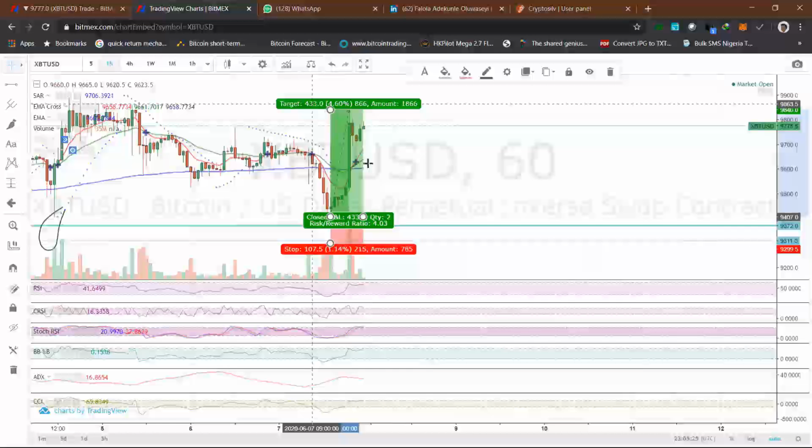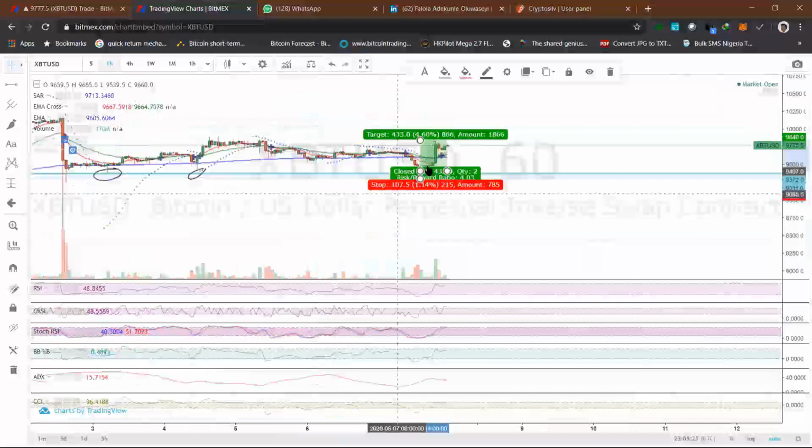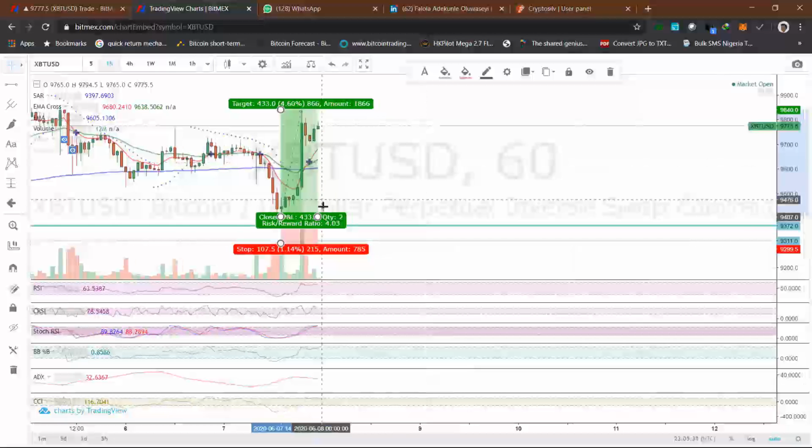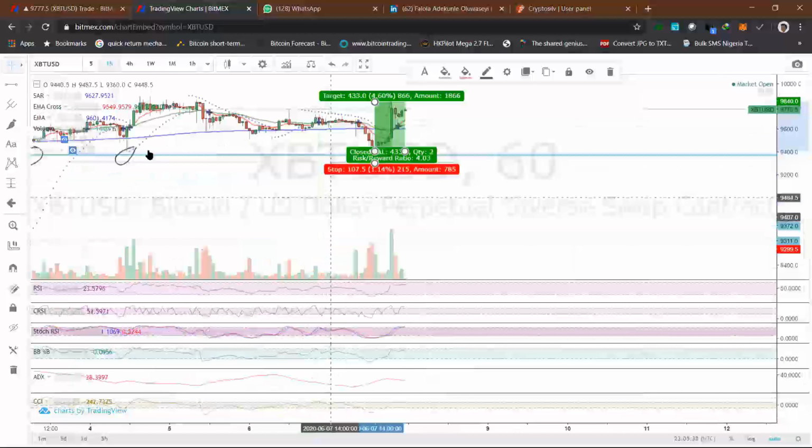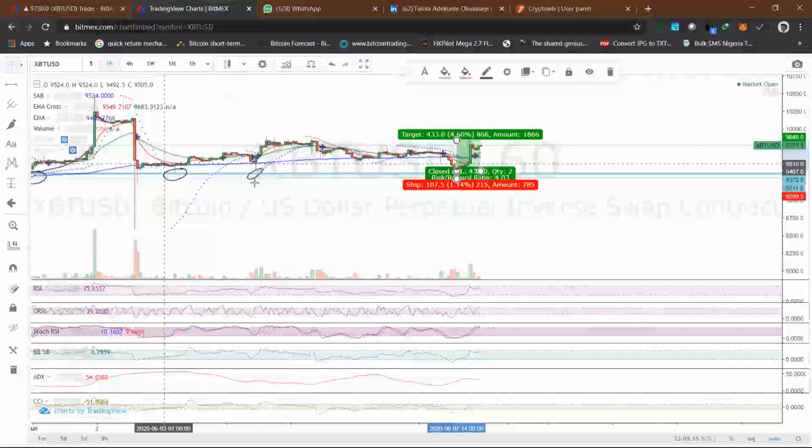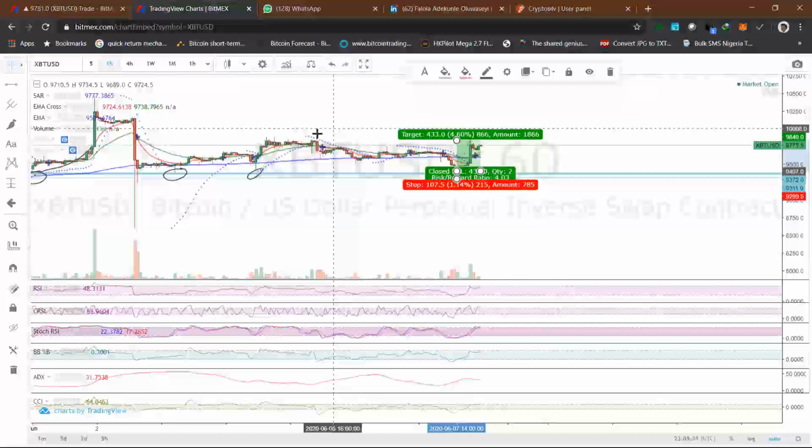So that is one of the strategies I use. The first thing you look at when you want to place a trade is the current supports. Right now we're trading sideways, so I'm looking at the current support. If you're having an uptrend, I look at the support along the uptrend.